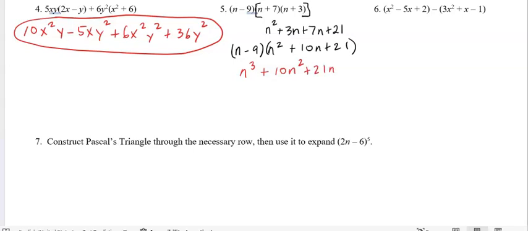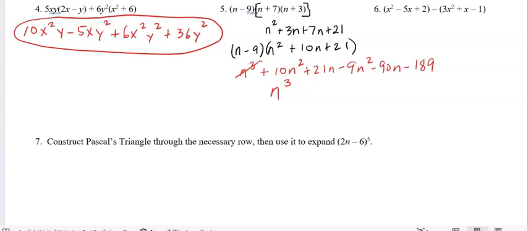And now I'm going to distribute the negative 9 times all three. So negative 9 times n squared. Negative 9 times 10n, it's negative 90n. And then negative 9 times 21 is negative 189. And now I'm going to see if I have like terms that I can put together. So there aren't any other n to the 3rd terms, so I'll just mark that one out after I include it in my answer.